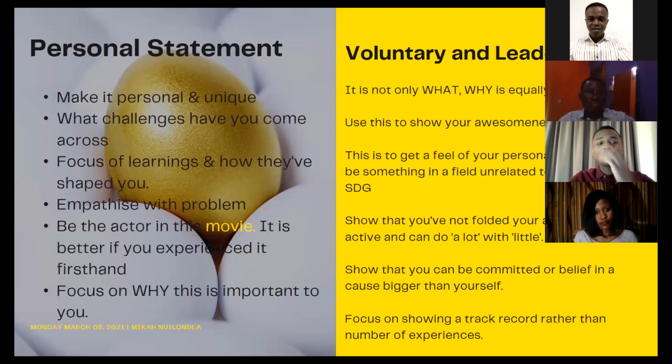It has to be that when someone reads it without seeing who wrote it, the person who knows you can identify that this is the personal statement of Faithful, or this belongs to Joan, or it belongs to Oyomide or something. So that's really it. Make it personal and really make it unique. It should be that golden egg among eggs of different colors, because that's really what makes you stand out.